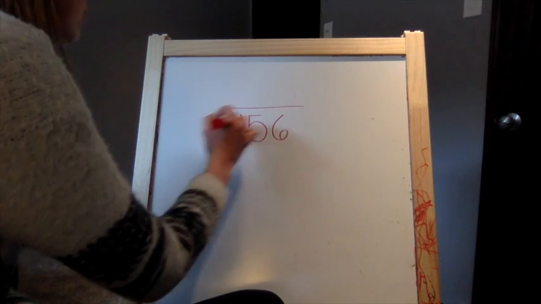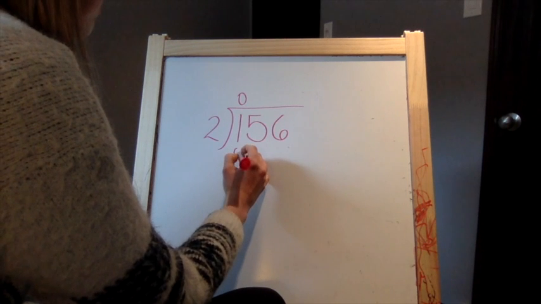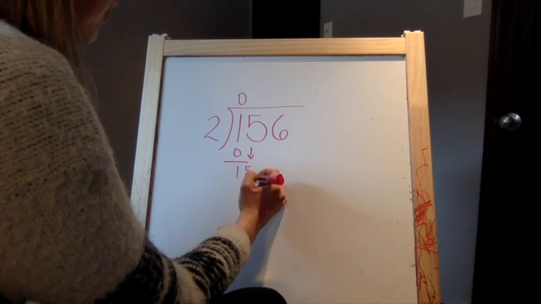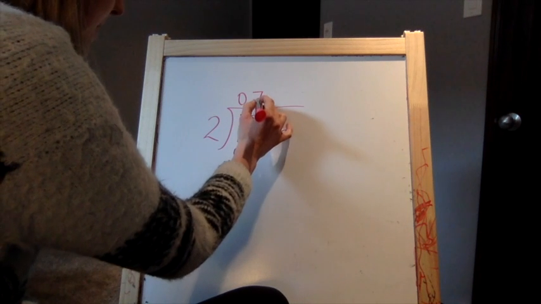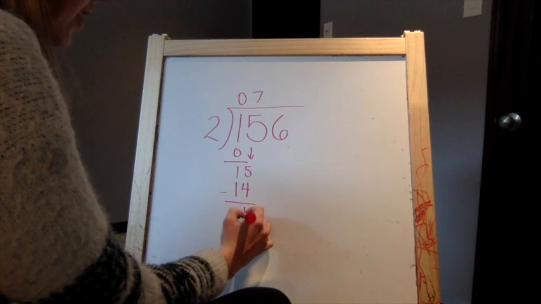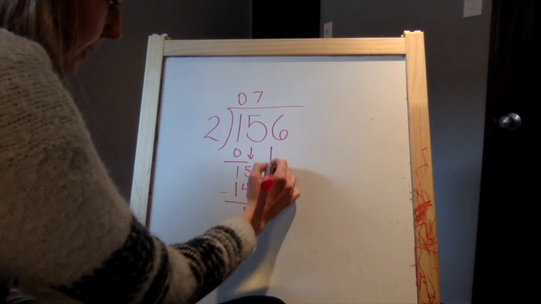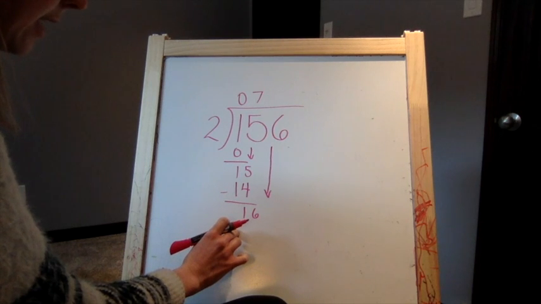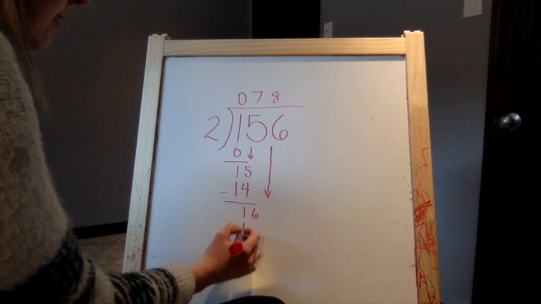divided by 2. 2 goes into 1 0 times. 2 times 0, 0. 1 is left. Bring down the 5. 2 goes into 15 7 times. 2 times 7 is 14. Okay, and then I subtract to find my difference. I have 1 left. 2 doesn't go into 1, so I need to bring down the 6. 2 goes into 16 8 times. 2 times 8 is 16.